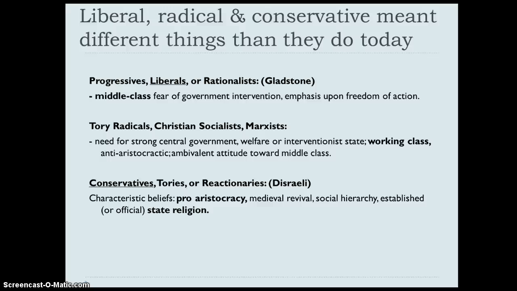Your Christian socialists, your Marxists, they were more the working class, wanted the central government to be strong so that they could equal out and give rights to the workers and make sure that the workers had a more equal lifestyle than the middle class and the upper class. And then you have your conservatives or your Tories, which are your pro-aristocracy, old order, strict social hierarchy, state, Catholic religion.